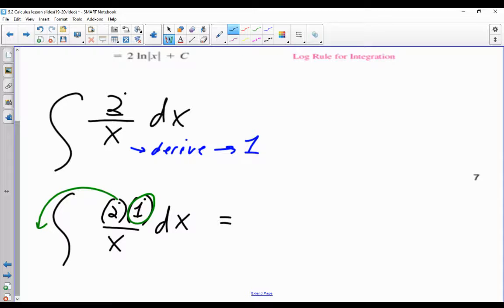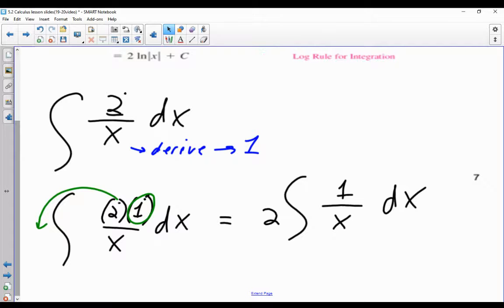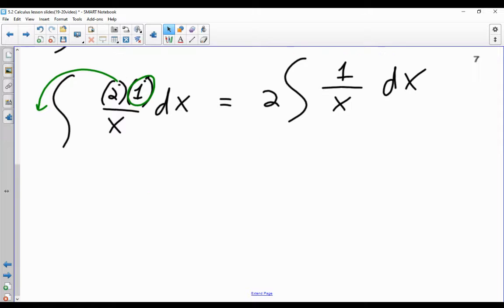You guys remember from previous examples that we are allowed to do that. We're allowed to take factors, or numbers being multiplied, and bring them to the front. So instead, I can rewrite this as 2 in the front, and then the integral of 1, because the 1 stayed behind, over x dx. Now let's see what that does for our problem.